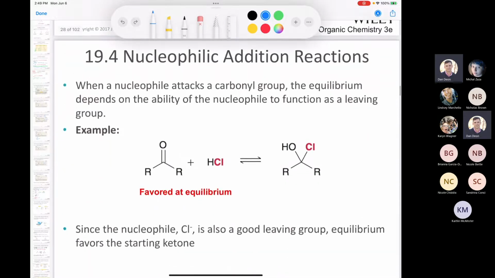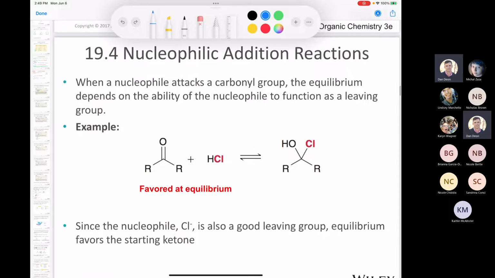So let's talk more about these nucleophilic addition reactions. Let's see here. Got a reaction between a ketone and HCl. What's going on here? It says when a nucleophile attacks a carbonyl group, the equilibrium depends on the ability of the nucleophile to function as a leaving group. So we know that chloride makes a dandy leaving group. And since our nucleophile here is chloride, it's also a good leaving group. And so the equilibrium actually favors the ketone. You actually end up with more of the ketone than you do this compound here.